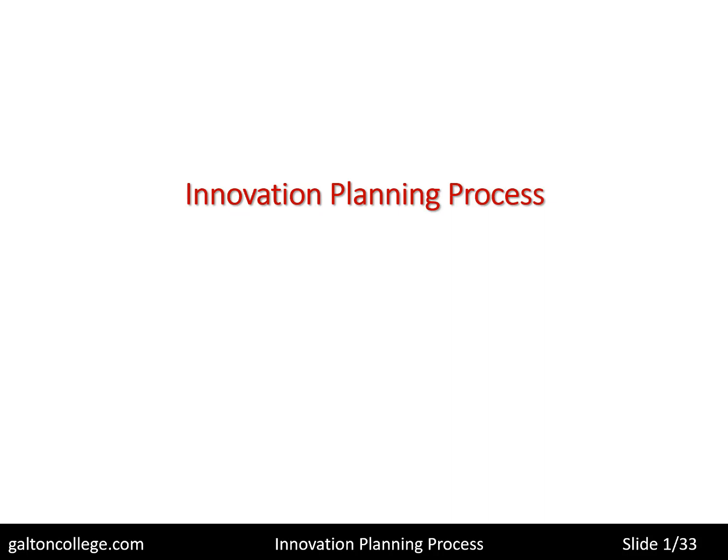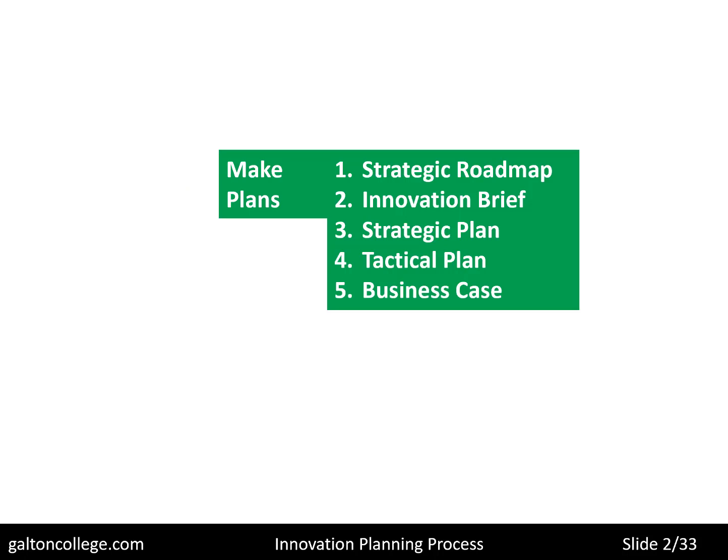So now we've got to the final stage. We have dealt with 3 of them. Let's step through this. We can start by thinking about making plans, or the planning stage. And planning involves the various steps we've got here on the right, the 5 steps. The strategic roadmap, innovation brief, strategic plan, tactical plan, and business case.